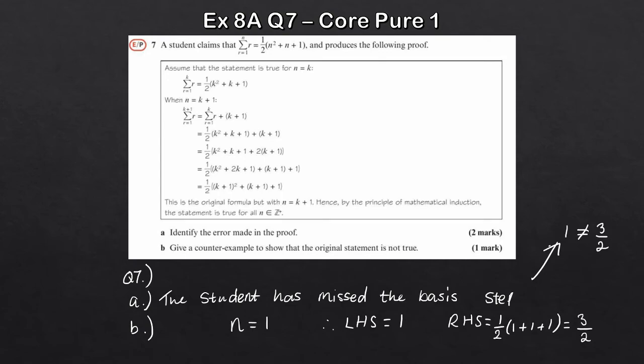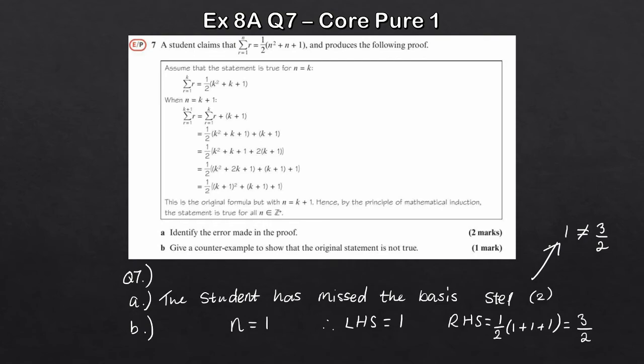But this gives us our counterexample to show that the original statement is not true. So there we have it. So that's that question kind of rolled up, I've basically done it in one step. Now 2 marks for this, like I said, is very generous. I think that'd normally be 1, but that's how Edexcel has done it in the textbook.